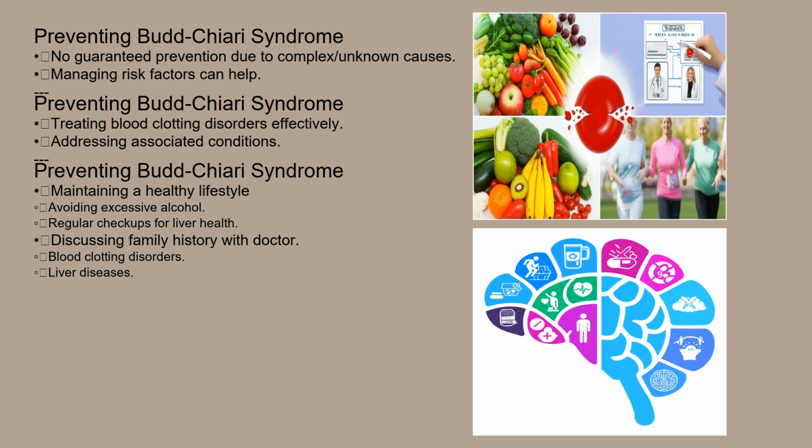Unfortunately, there's no single, guaranteed way to prevent Budd-Chiari syndrome, primarily because the underlying causes are often complex and sometimes unknown. However, managing known risk factors can help. This includes treating blood clotting disorders effectively, as well as addressing other conditions associated with the syndrome.